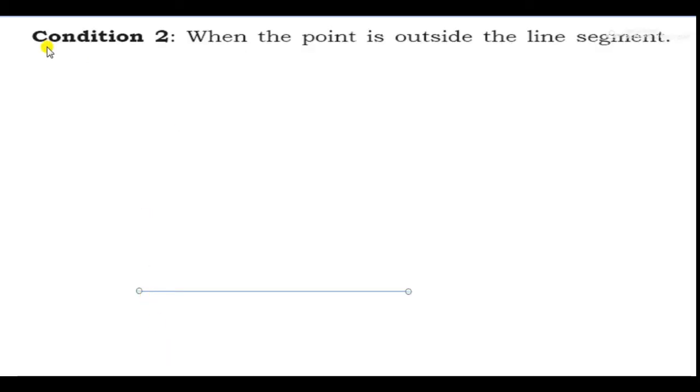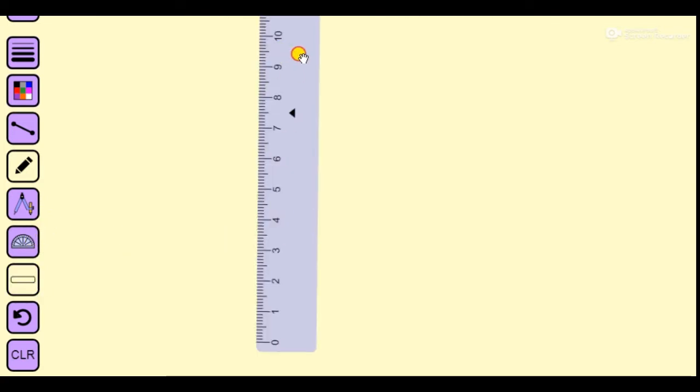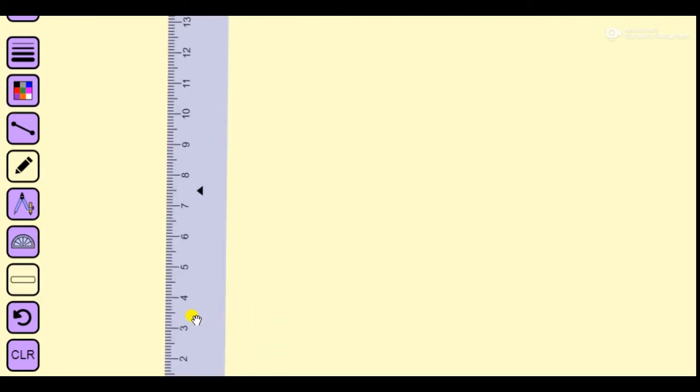Now the second condition, in which the point is outside. When the point is outside, the line is here, the line is AB, and the point P is outside here. Suppose it is here. How can we draw this type of construction? Let us see. Now take a scale. It is here.